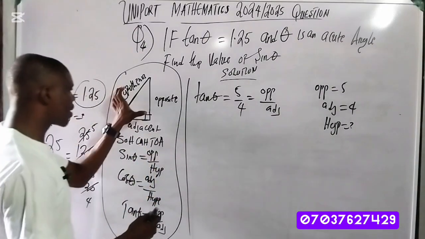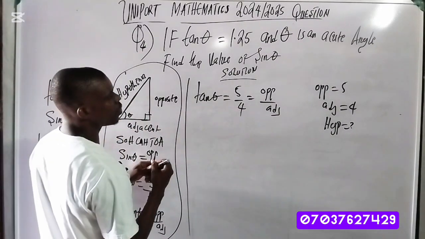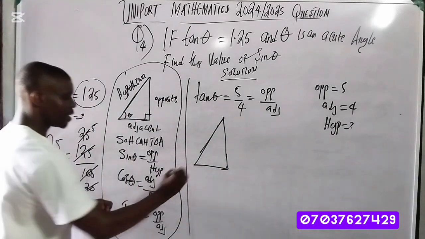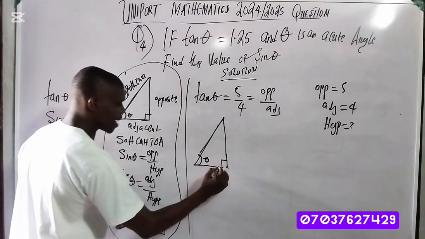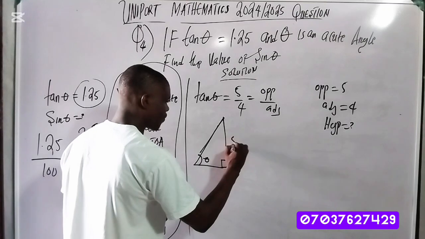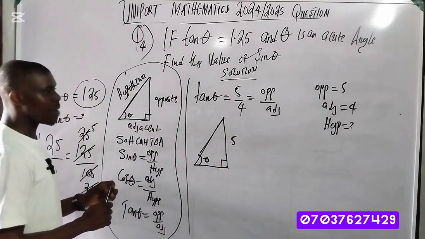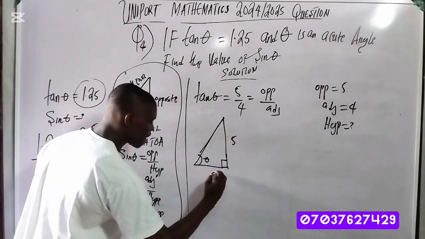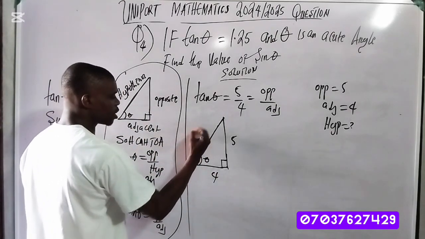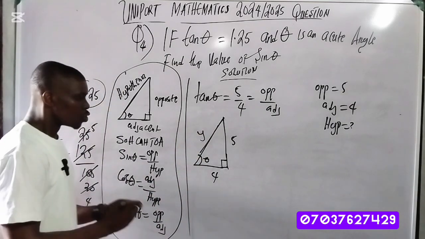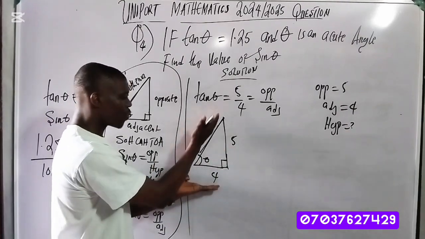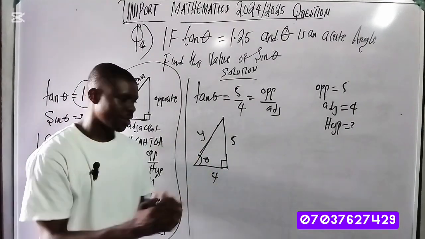How do I look for it here? Here we have a right angle triangle, with the 90 degree angle here. My opposite is 5, and my adjacent is 4. So what I want to do is look for y, which is the hypotenuse. How do we solve for the hypotenuse here? When you have a right angle triangle with two sides known and only one side missing, we use the Pythagoras theorem.